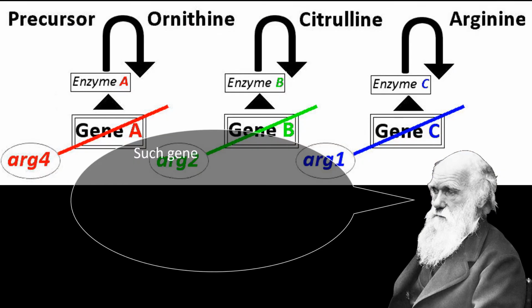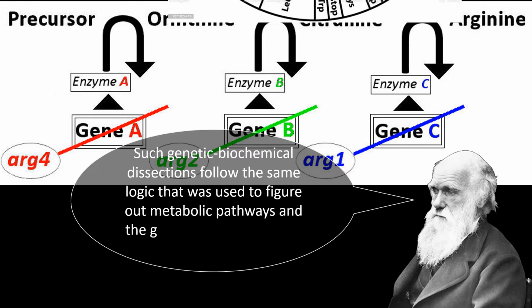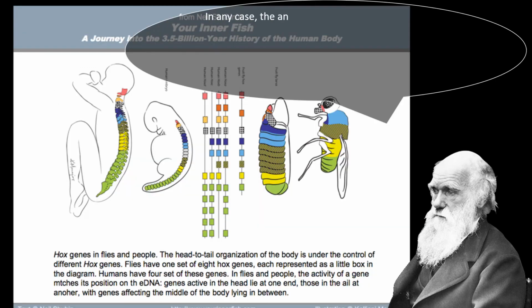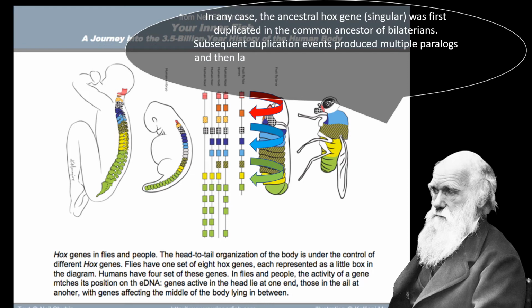Such genetic biochemical dissections follow the same logic that was used to figure out metabolic pathways and the genetic code in the mid-20th century. In any case, the ancestral Hox gene, singular, was first duplicated in the common ancestor of bilaterians. Subsequent duplication events produced multiple paralogs, and then later on, in vertebrates, this array was duplicated multiple times as whole gene clusters.